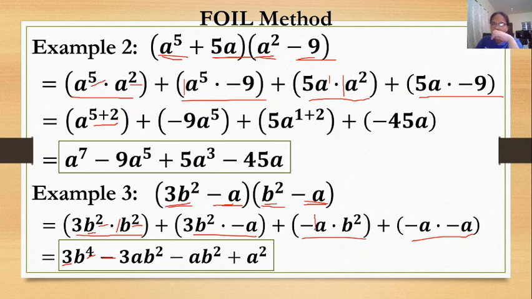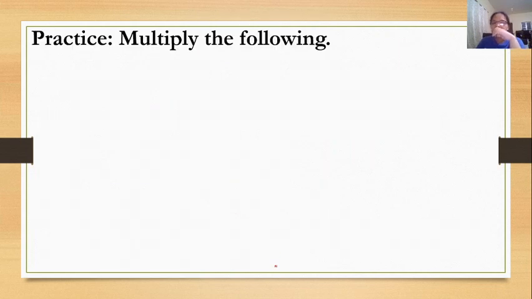So there's an invisible 1 there, negative 1 times 1. And the negative a times negative a, so a negative expression multiplied by a negative expression will give us a positive product. So that's why it's plus here. And then add the exponents of a, that's 1 plus 1. That's why it's 2 in here. So that's the product. Let's have some practice.